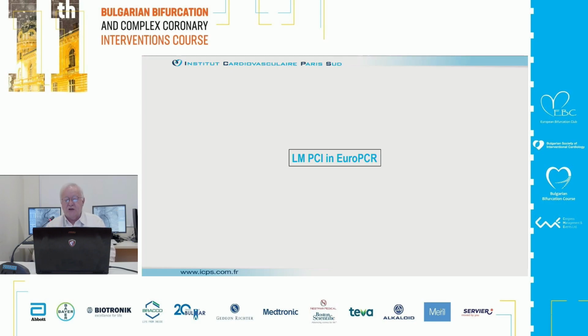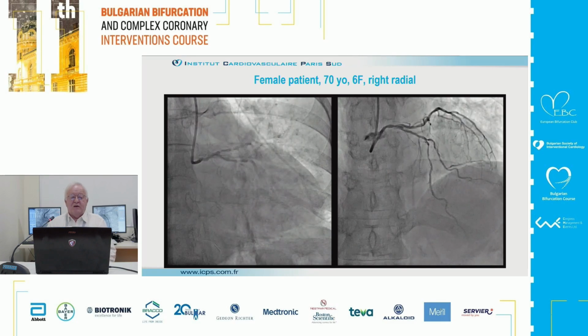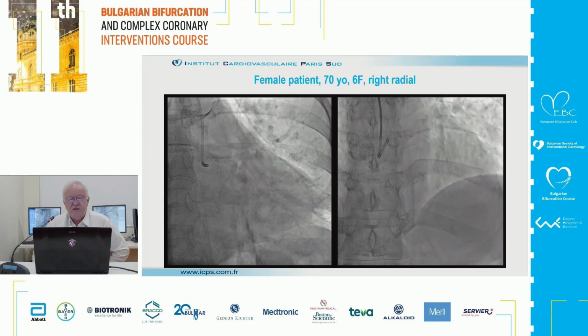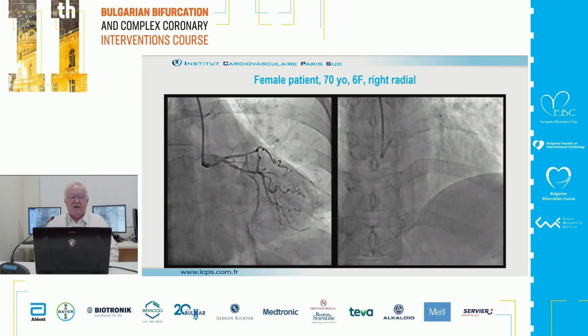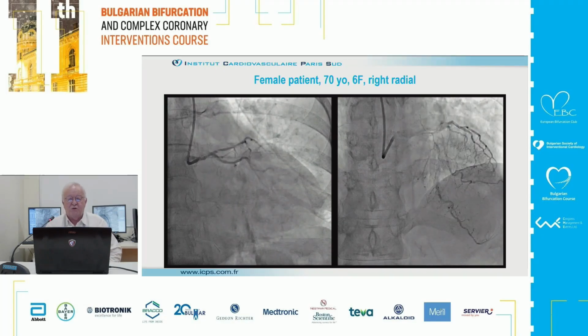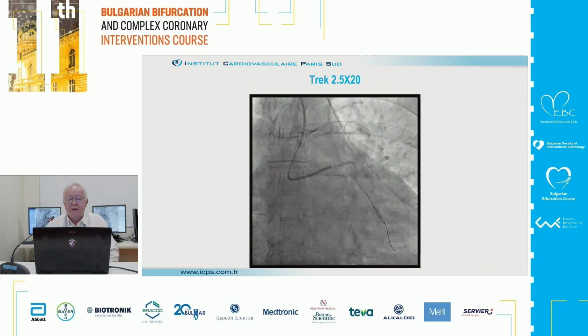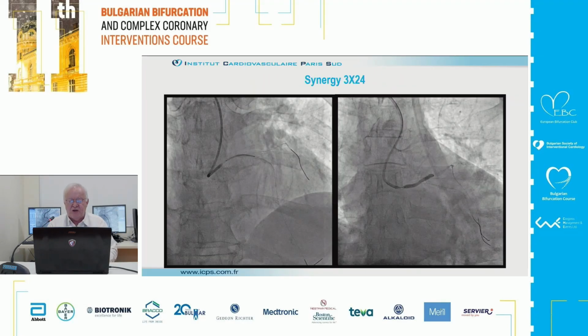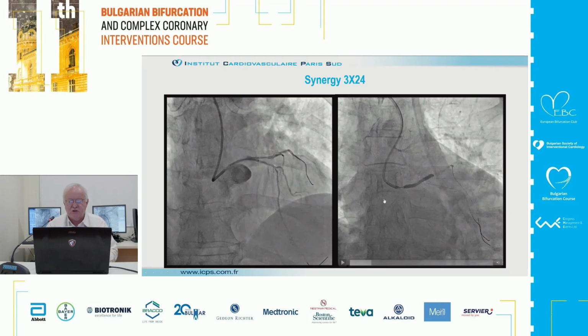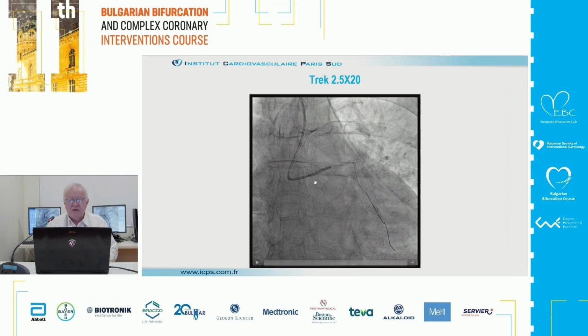So some cases, quickly. Left main PCI, neuro PCI. This is a severe case of left main stenosis. We see on the right that the circumflex ostium is also touched. And it was prepared, but I want to focus on this preparation. Sorry, just back. This preparation.